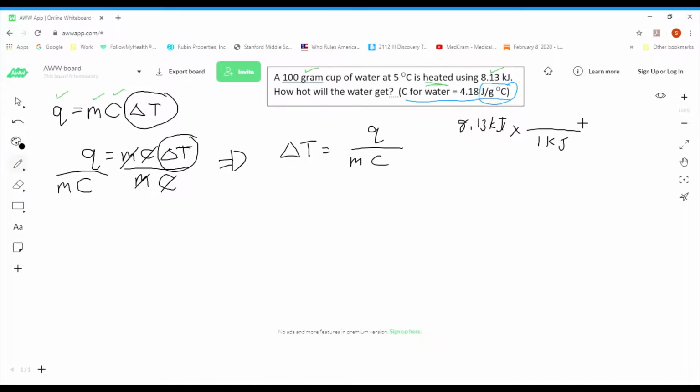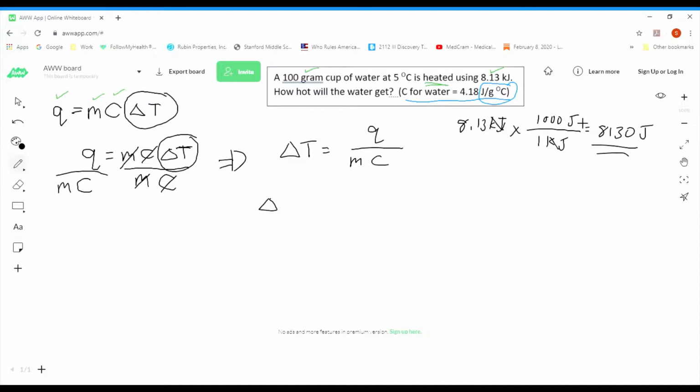So 1 kilojoule is 1,000 joules. That means this time we're multiplying by 1,000. And so 8.13 kilojoules cancel, leaves us with 8,130 joules. Now I can use this number right here in our problem, and that's the number we're going to plug in.